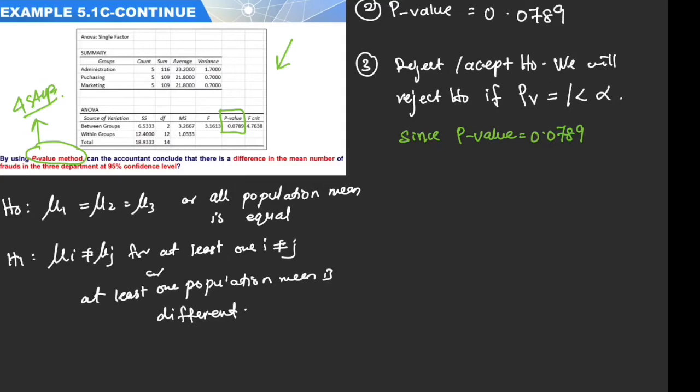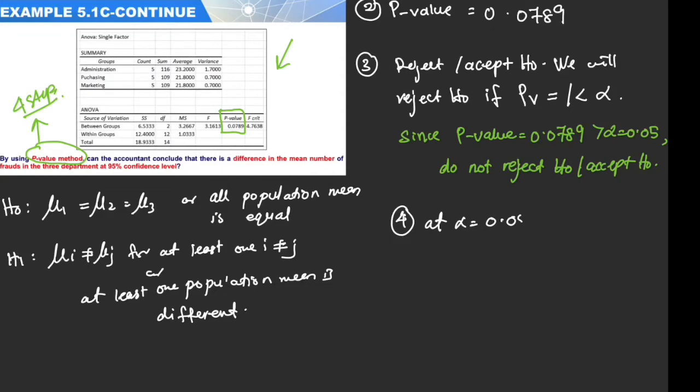0.07 is bigger than 0.05, greater than alpha 0.05. So we have to reject or accept H null? Do not reject H null, or accept H null. Last step, step number 4 is your conclusion at alpha 0.05.